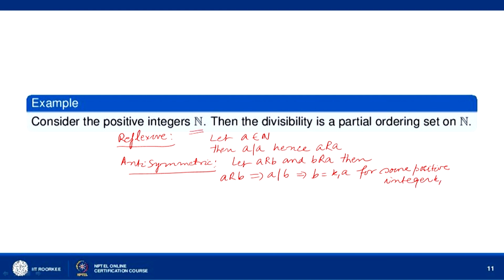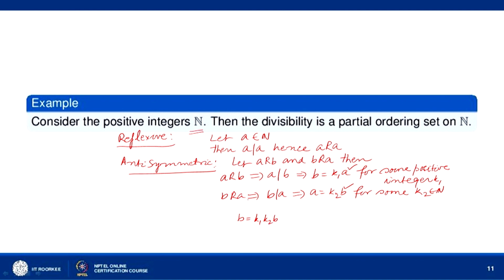For some positive integer K1. Now, B is related to A implies B divides A, which implies that A is K2 times B for some positive integer K2 belonging to N. From this equation and this equation we find that B is equal to K1 into A. A we can put as K2B. So, B equal to K1 K2B.